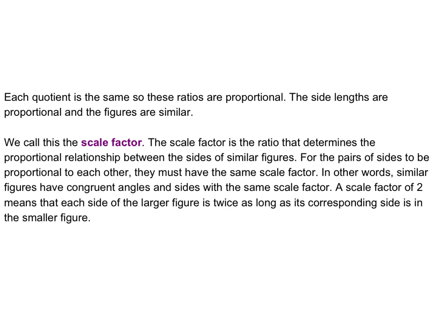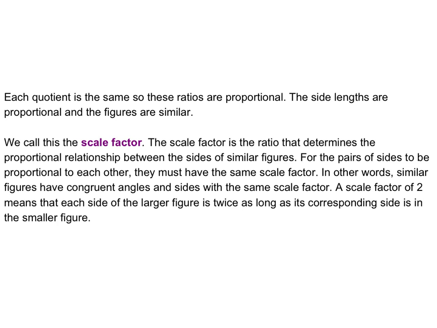So all of the quotients were the same, so those ratios are proportional. The side lengths are proportional and the figures are similar. We call this the scale factor. The scale factor is the ratio that determines the proportional relationship between the sides of similar figures. For the pairs of sides to be proportional to each other, they must have the same scale factor. In other words, similar figures have congruent angles and sides with the same scale factor.